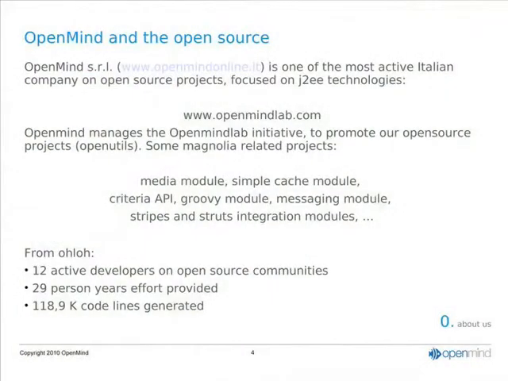Who is OpenMind? OpenMind is one of the most active Italian companies on open source projects, focused on J2EE technologies. OpenMind has worked with Magnolia since version 2 and contributed a lot to enhance Magnolia for 2.1 and for version 3, and we still contribute a lot. Nowadays we have 4 committers of Magnolia in OpenMind.